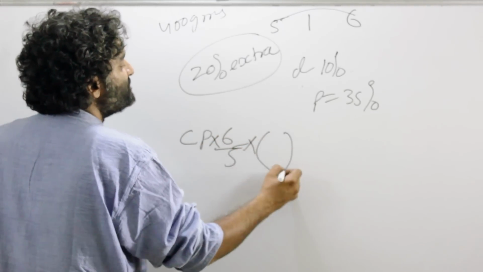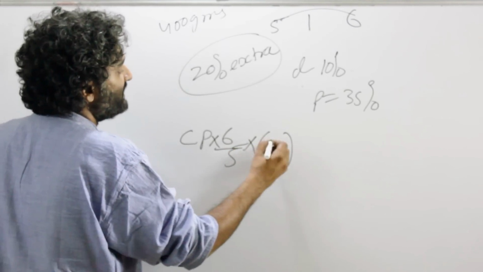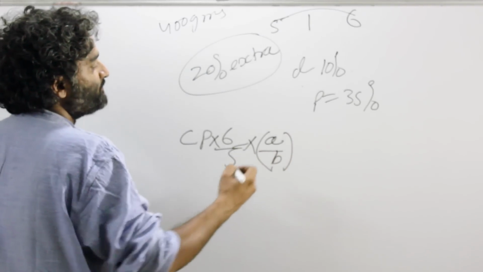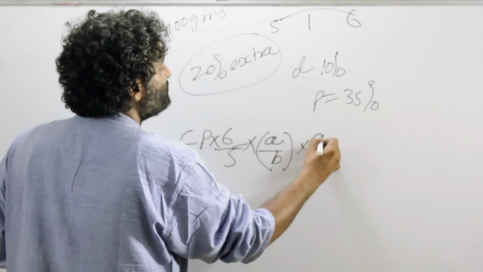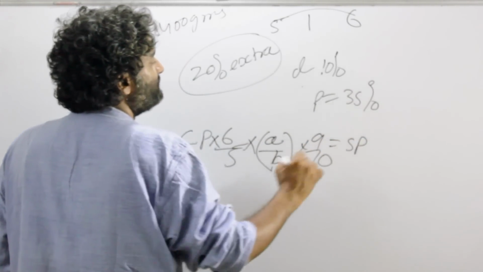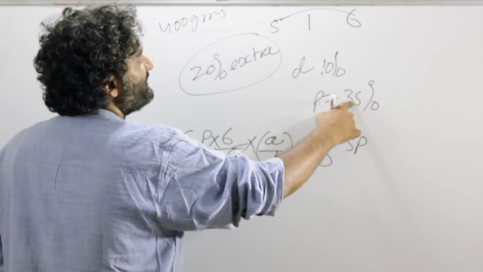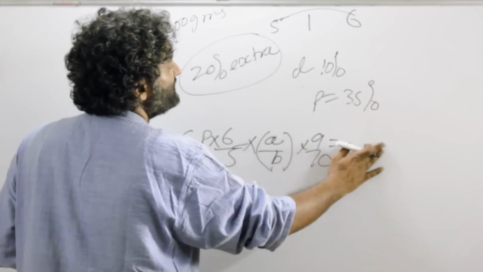Because of the faulty machine also, there is another markup. There could be 2 successive markups, there is no problem with that, but I do not know what it is. Okay, this is my final mark price. On that there is a discount of 10%, which means 9 by 10, which gives me the selling price. But the selling price, there is 35% profit. That means selling price is 35% more than the cost price.